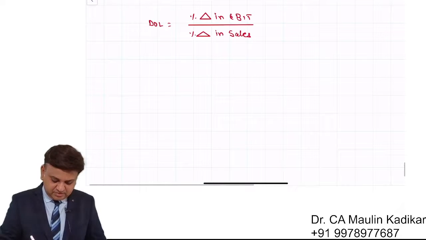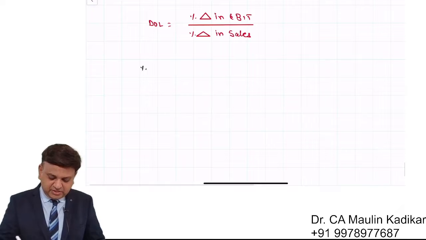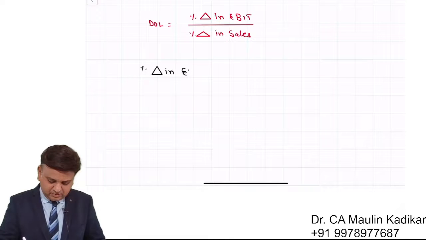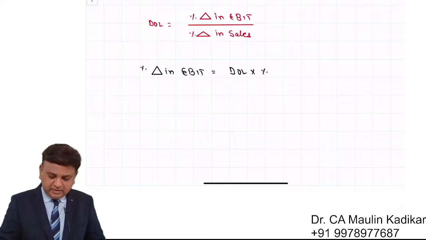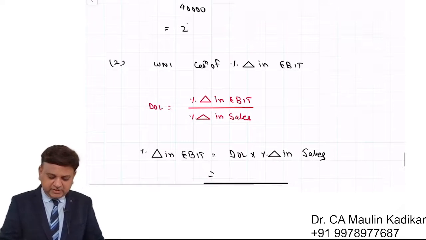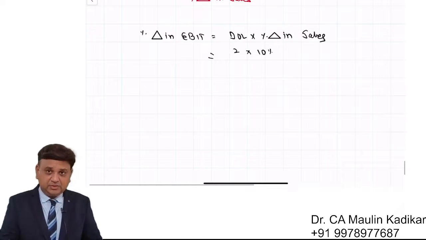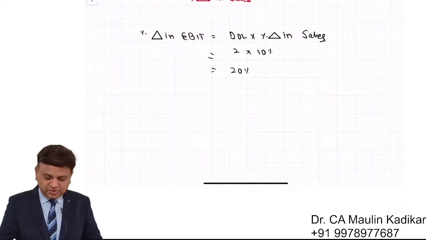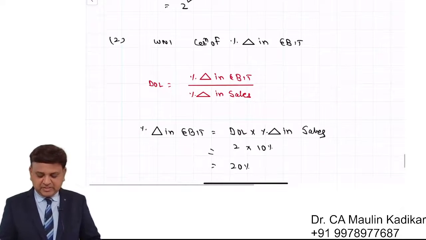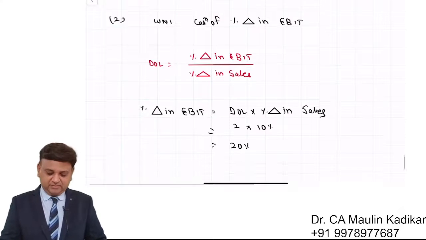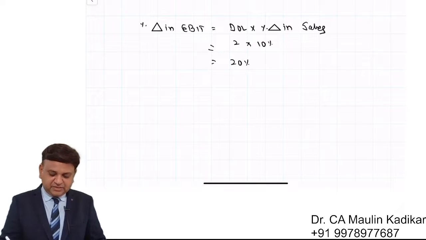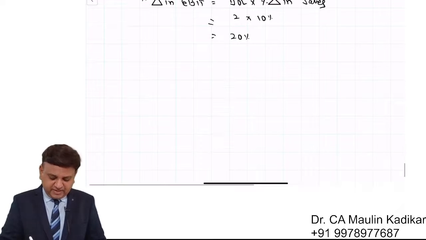So in that case, percentage change in EBIT is equal to DOL into percentage change in sales. We already have found that this is 2 into 10%. That comes to 20%. So percentage change in EBIT is 20%. Afterwards, we will make the calculation of revised EBIT.